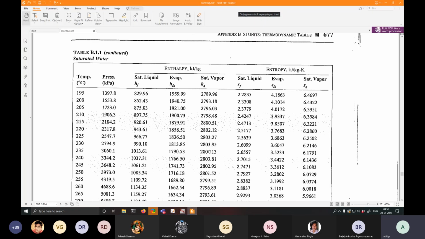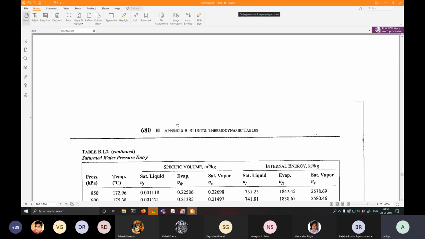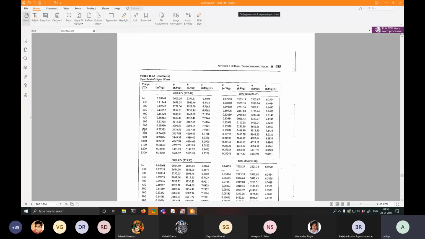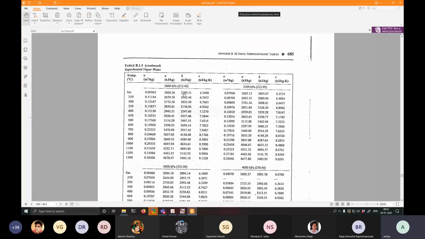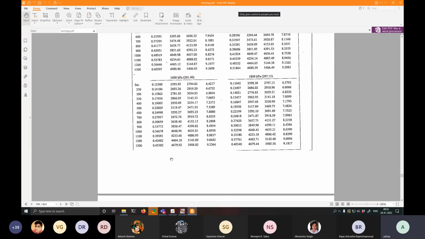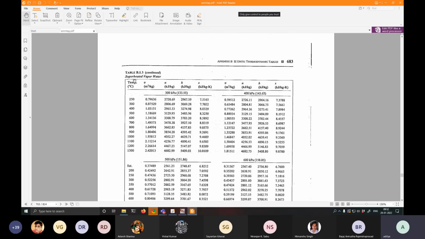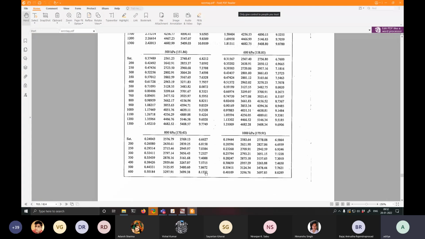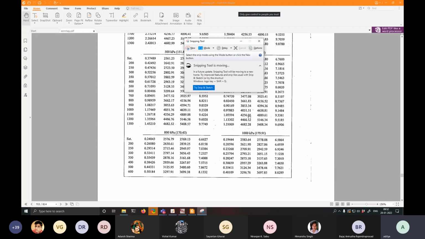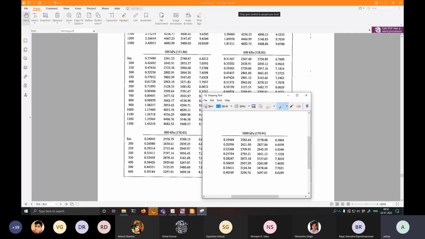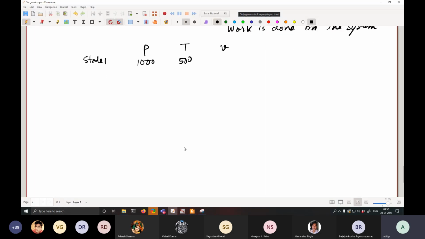At 500, so let's go to the superheated tables first. I'll tell you how you go about it. So we're in the superheated water vapor. Let me zoom out a bit. So we are in superheated water vapor, and first of all we will go to the 1000 kilopascal entry. So this is the 1000 kilopascal entry. So what do we see over here? So this is first of all superheated water vapor, and we are in the 1000 kilopascal. So let me snip it. So this is the 1000 kilopascal for superheated vapor.